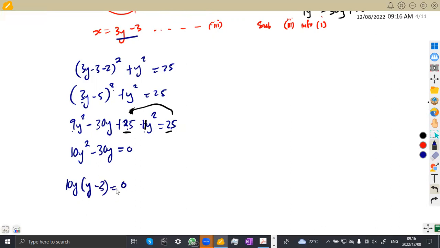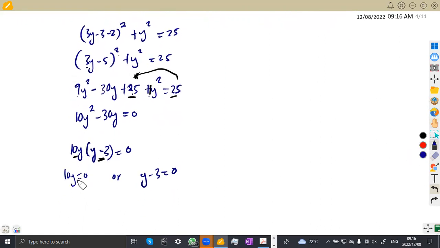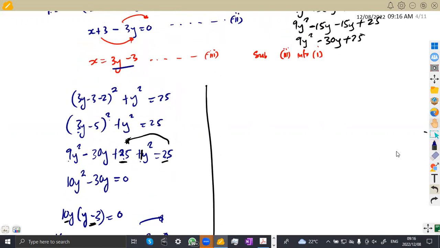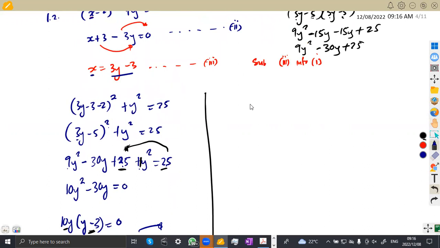So either one of these is equal to 0 from the zero concept. Remember, your zero concept says that this must be equal to 0, or the bracket is supposed to be equal to 0. So if 10y is equal to 0, or y minus 3 is equal to 0, that means y is going to be equal to 0. From here, if we divide by 10 both sides, y is going to be 0, or y is going to be a positive 3 if we transpose to that side. So to find the values of x, we are going back on this part where we have our x being the subject. Remember, we have written our x as the subject to say x is equivalent to 3y minus 3.